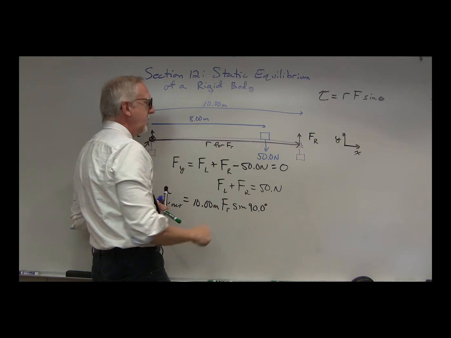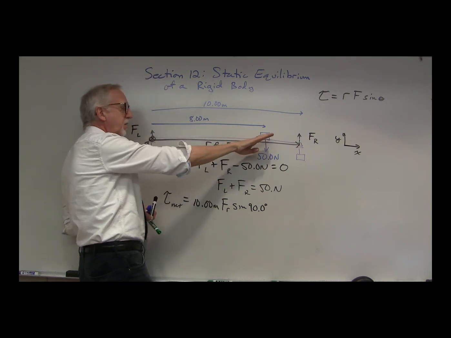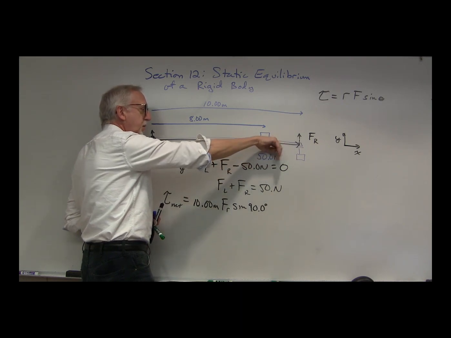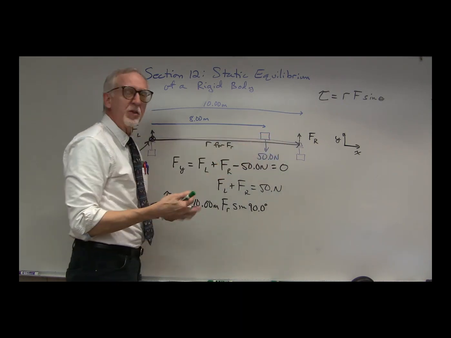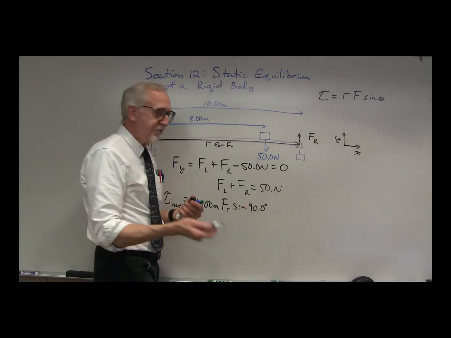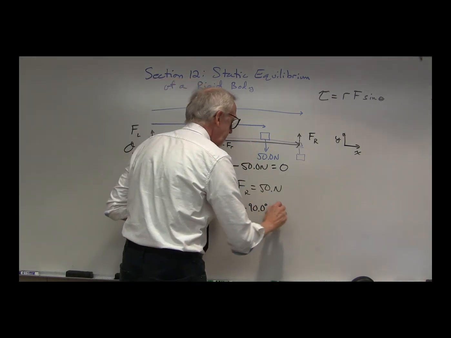So that's positive. So rotating from R to F, here's R, here's F. For this one, that would be in the negative direction. So that's where the negative sign comes from. In other words, we know it's a negative torque. It's a clockwise torque. So minus R.